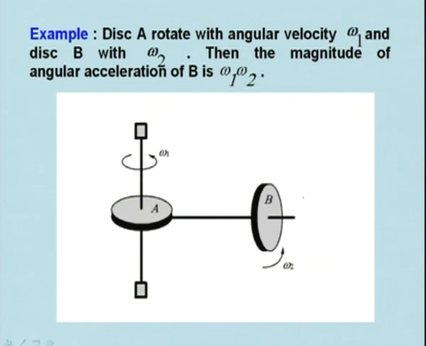Like in this example, you see that there is a disc which is rotating, and it is mounted on some shaft, on which there is a rotor which itself is spinning with omega 2. But the axis of rotation of omega 1 is fixed. However, the axis of rotation of omega 2 is changing, then the magnitude of angular acceleration of B is omega 1 into omega 2.